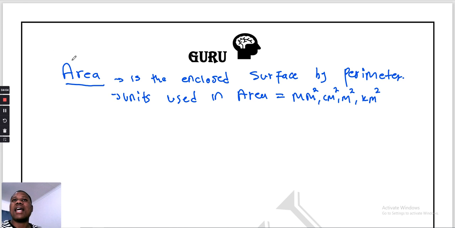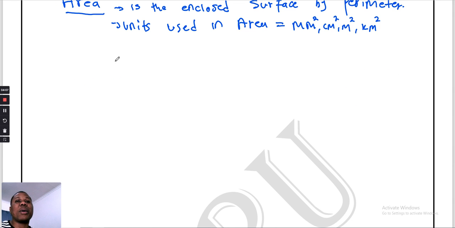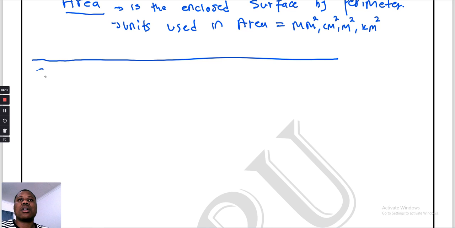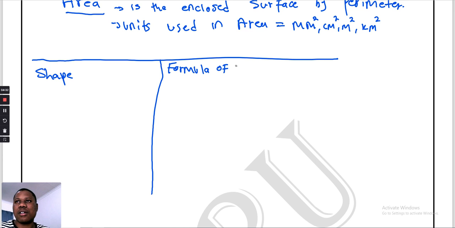Now we are still going to focus on our shapes. We're going to have shapes here, and then we're going to have the formula to calculate area. We want to see how we calculate the area of all our shapes. We'll be doing examples as well.